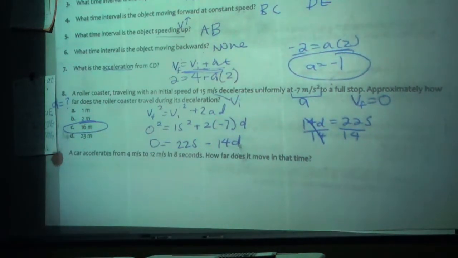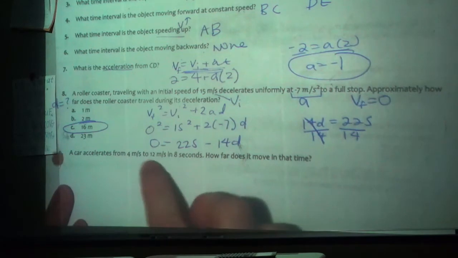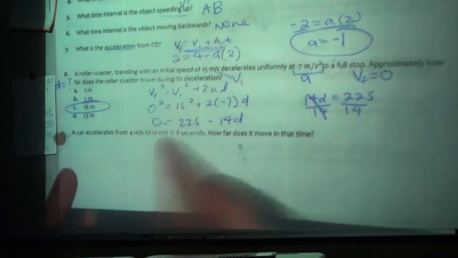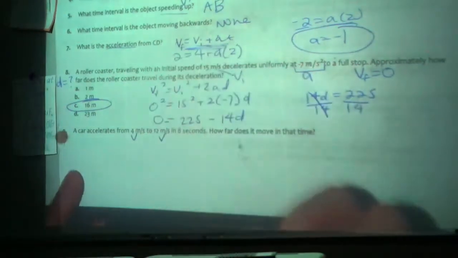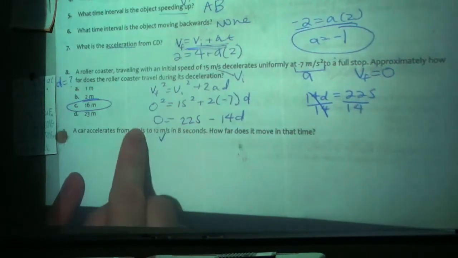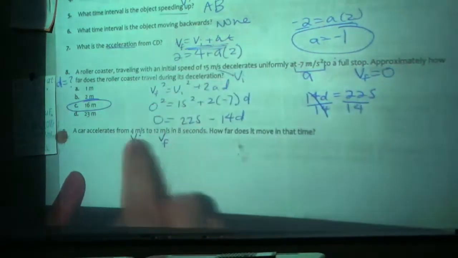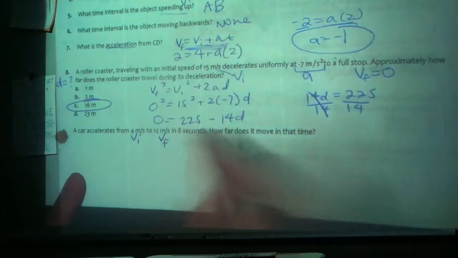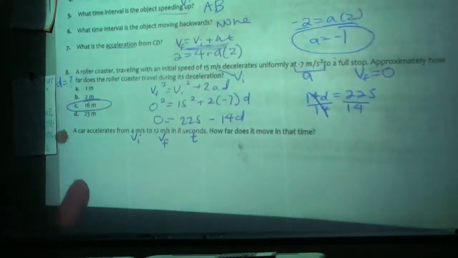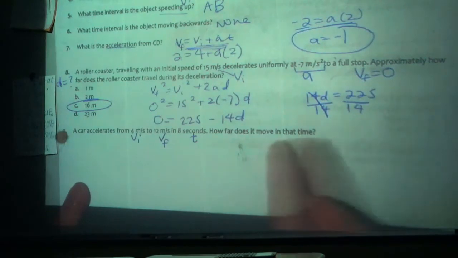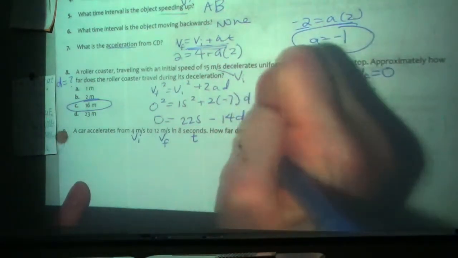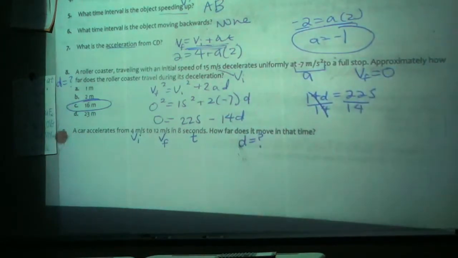Number 9, a car accelerates from 4 meters per second to 12 meters per second. Meters per second tells me these are both velocities. Changing velocity because it's going from this one to 12. So I started at 4 and I ended at 12. That's my initial and my final. And then 8 seconds is my time. And we want to know how far it moved in that time. So we're looking for the distance. We have VI, VF, T, and looking for distance.